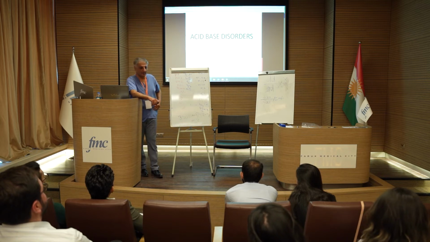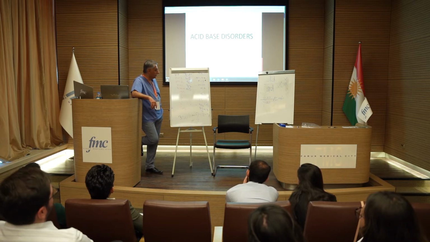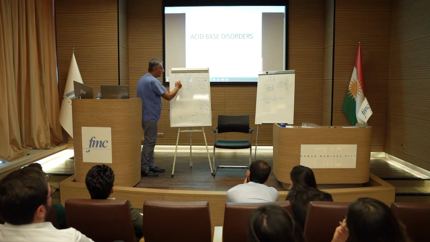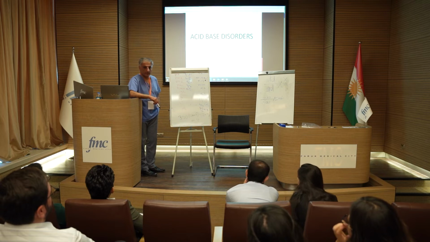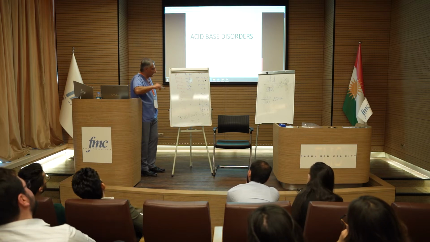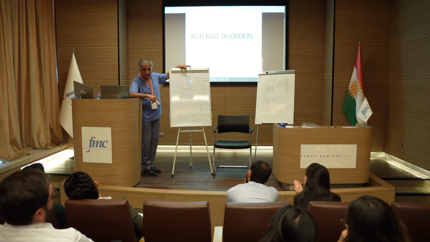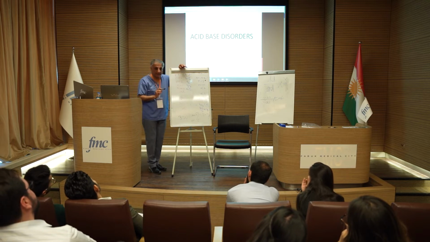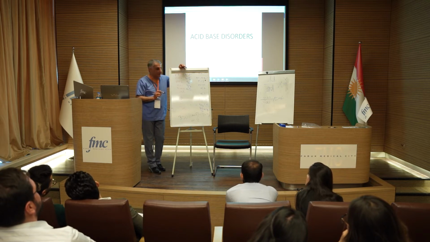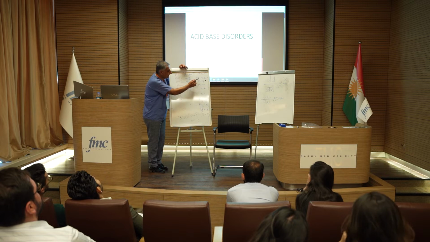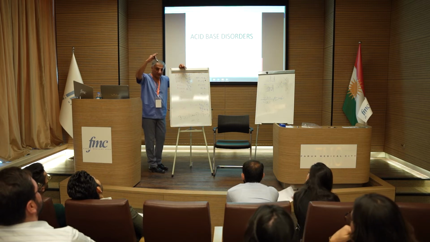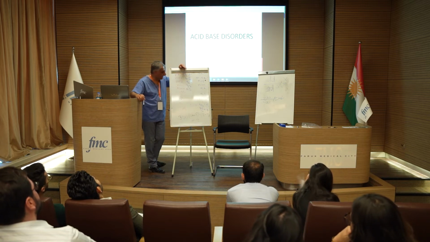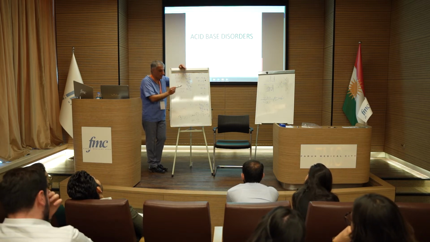Because pH is low, it's acidemia. CO2 is high, 6.8. If you see that, it's 4.5, so it's very, very high. Bicarb is high.